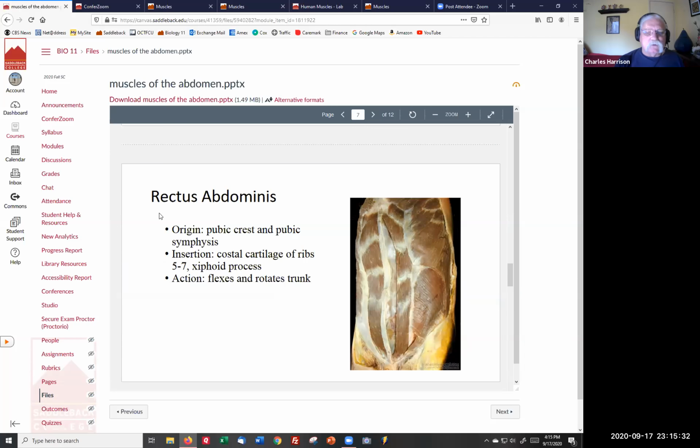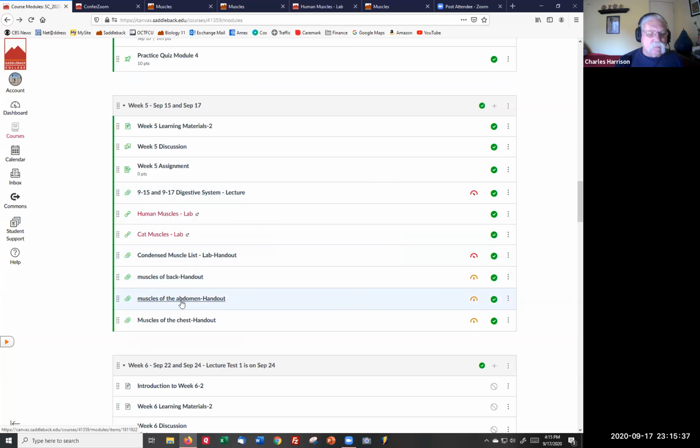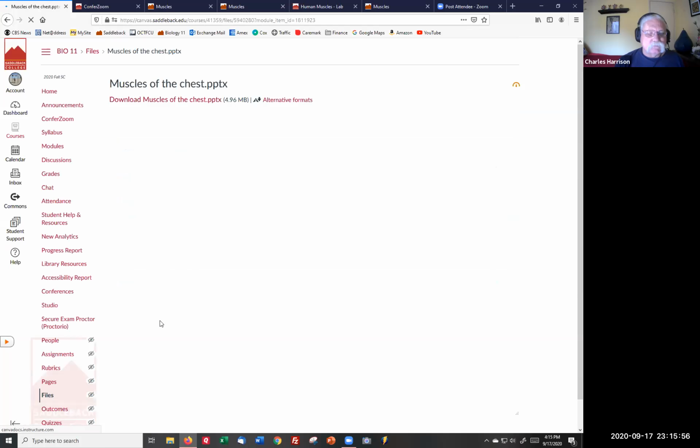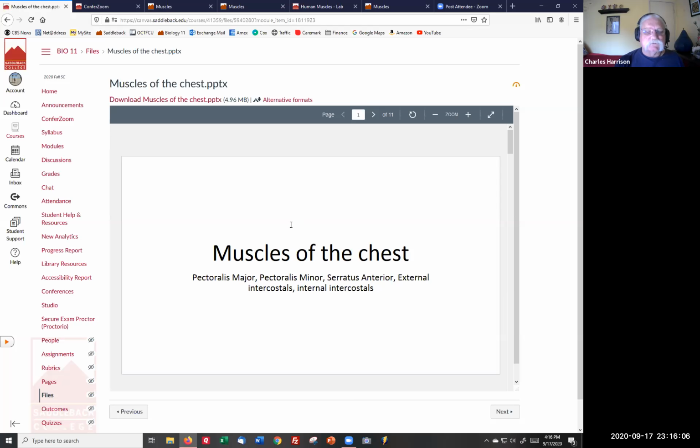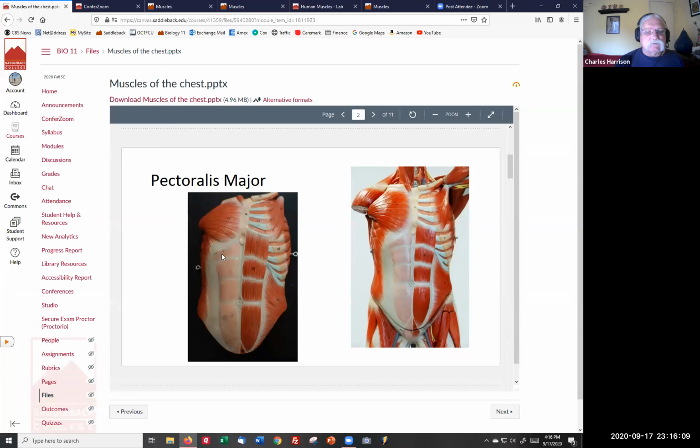Okay. So I'm going to just, in fact, back out and tell you that so far the muscles of the back that were in the first set, those are the important ones, and muscles of the chest. See what we got here. Pectoralis major, minor, serratus anterior, and then the intercostals. Okay. The pectoralis major is here.